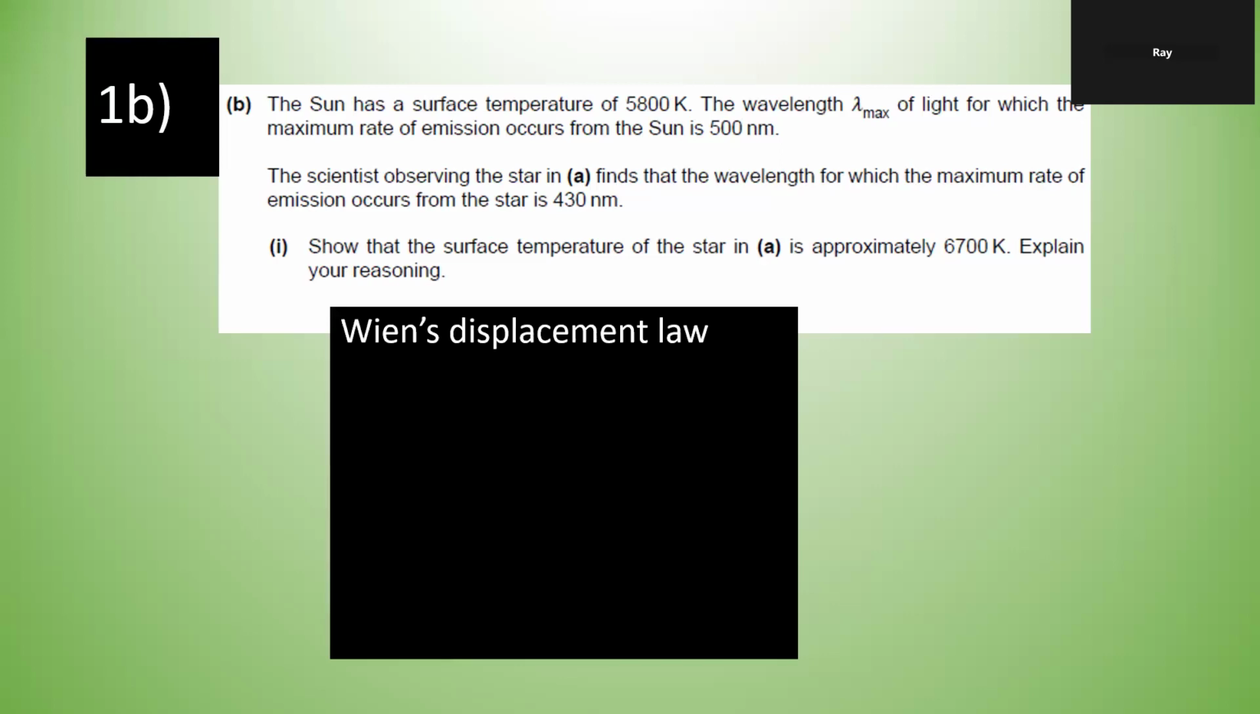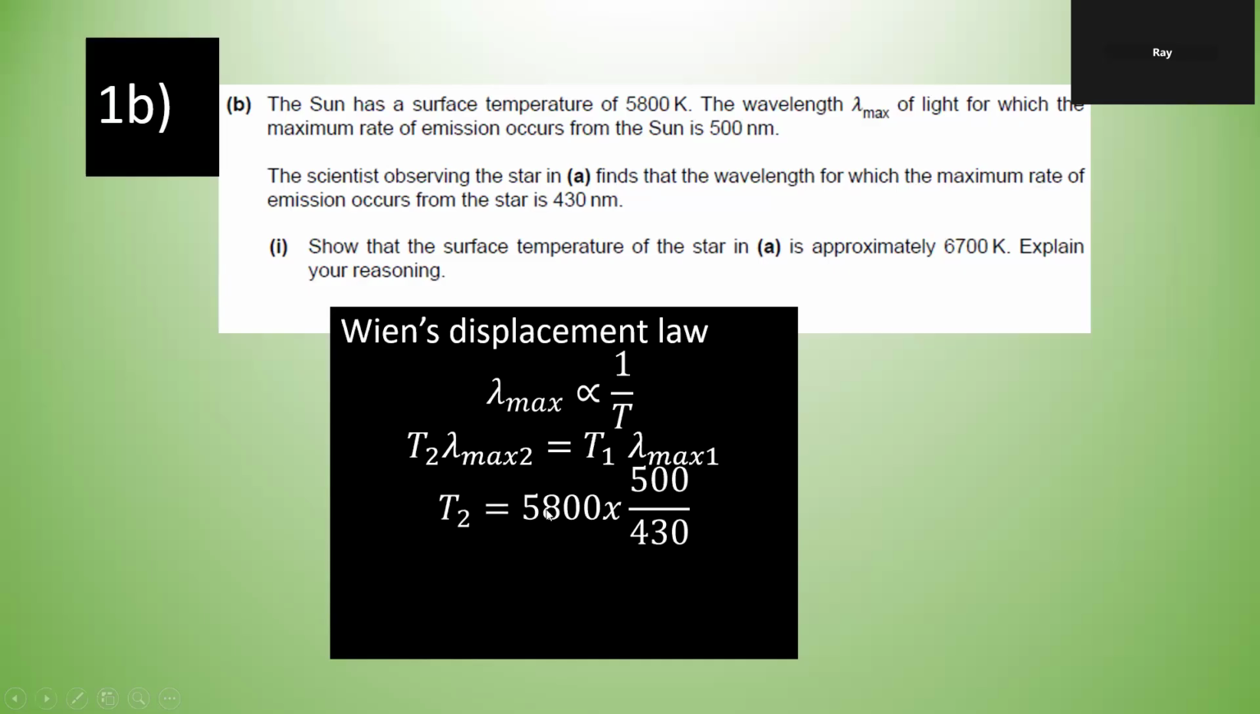Use Wien's displacement law. That's all. You need to memorize. There's a star. That's the sun. Take lambda max down. Both are in nanometers, so we are okay. This is the sun. Sun is 500. That's the star, 430. And then the surface temperature of the sun.